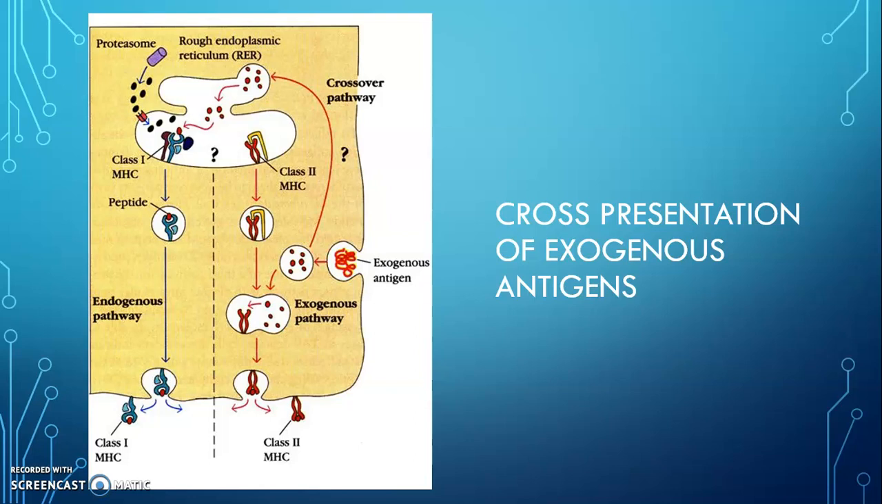What would usually be presented by class 2 MHCs becomes redirected and is now presented by MHC class 1 peptide. So these two pathways are crossing over, and you're taking this exogenous antigen that's been taken up from extracellular environments and putting it with the endogenous pathway, so with the MHC class 1.